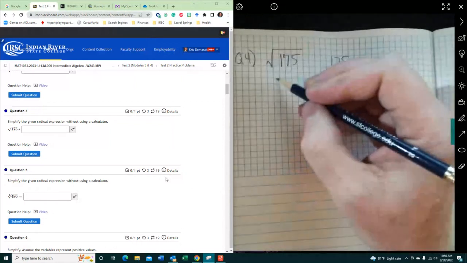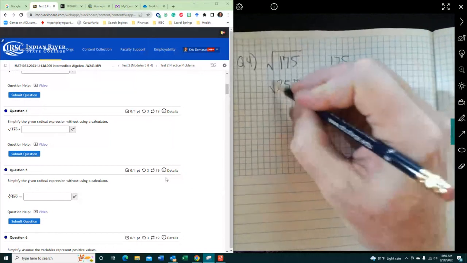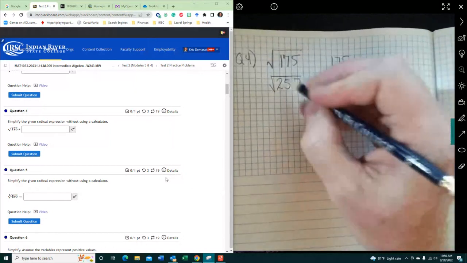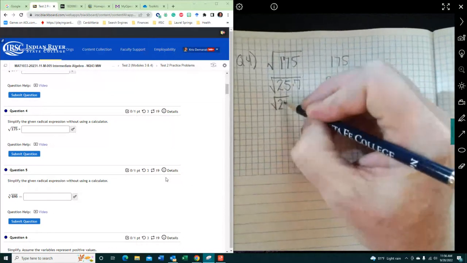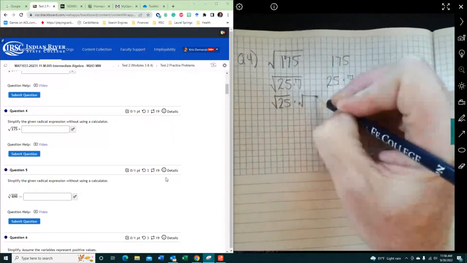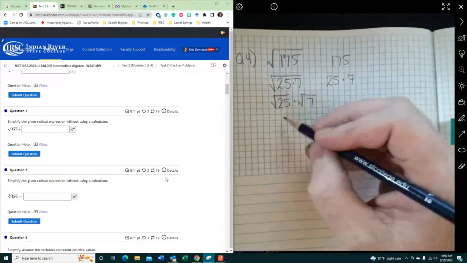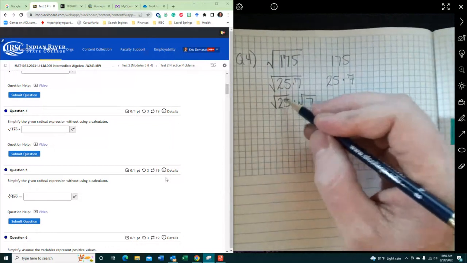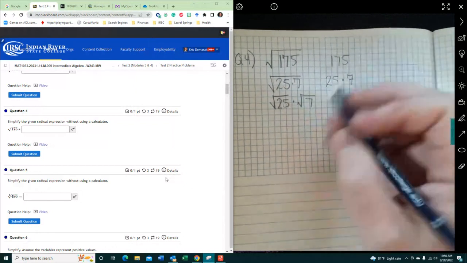Now, why did I target 25? Because 25 is a perfect square. And when you have a perfect square inside of a radical like this, you can split it up into 2 parts. The square root of 25 times the square root of 7. And now this can be simplified to be obviously 5, because 5 times 5 is 25, and we know the square root of 25 is 5.